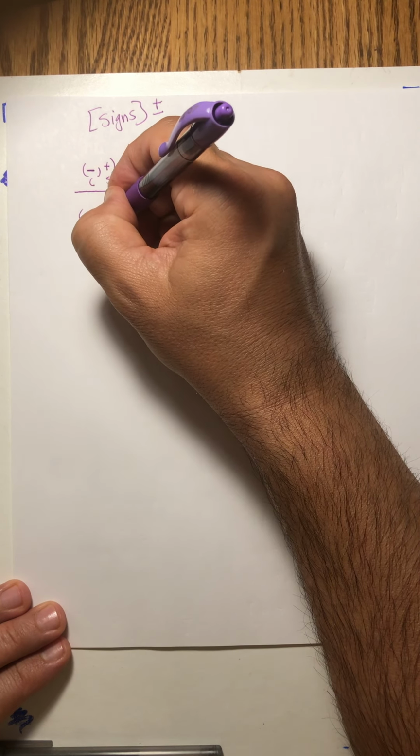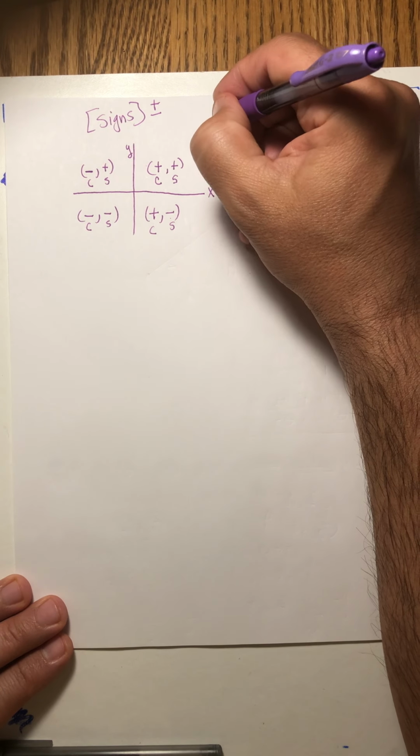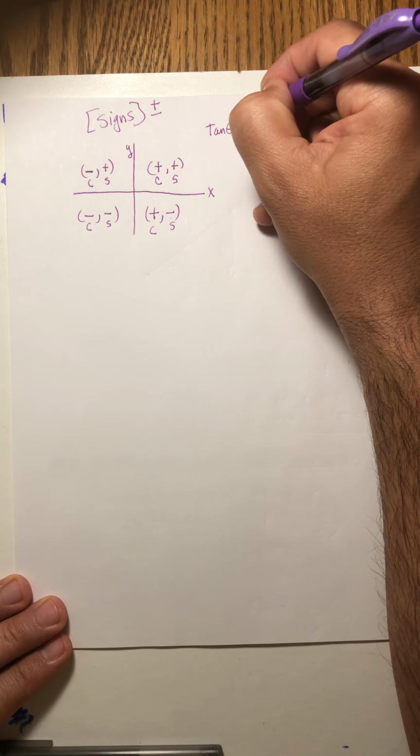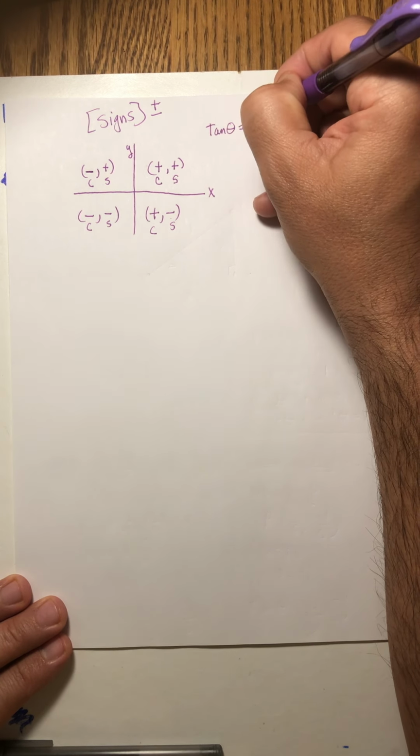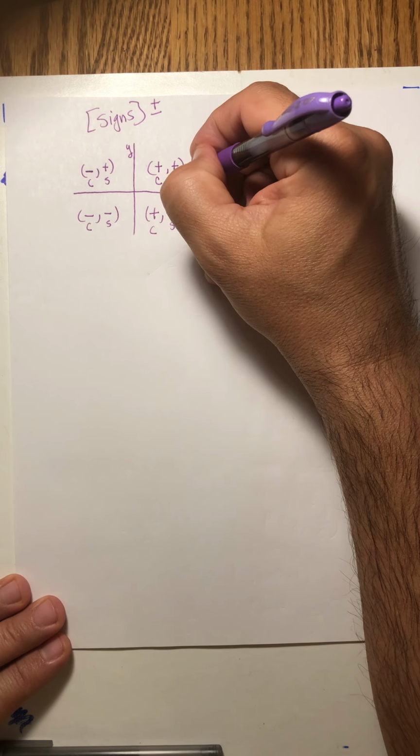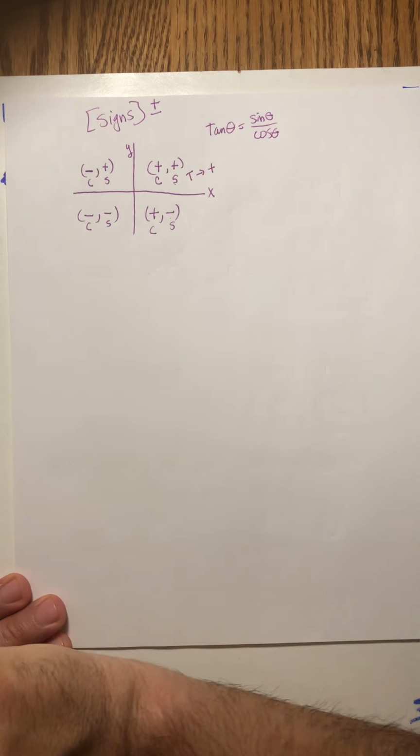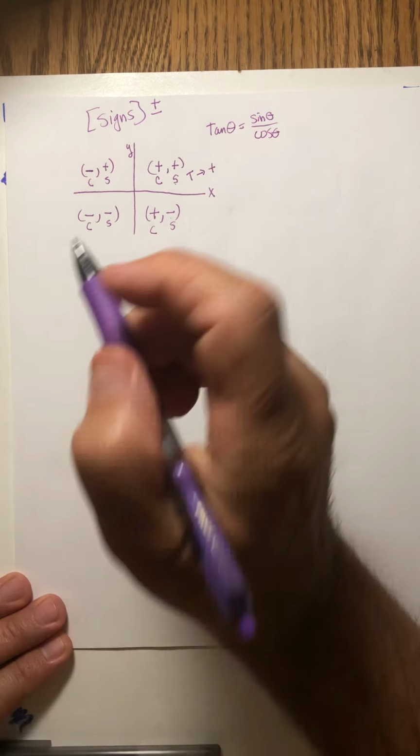Okay. Remember tangent is sine over cosine. So that means a positive over a positive. So we know tangent, I'll put T with an arrow, is positive. Okay, here, sine over cosine: positive over a negative, the signs are different. Tangent is negative. Negative over negative, tangent is positive. And then over here, tangent is negative.